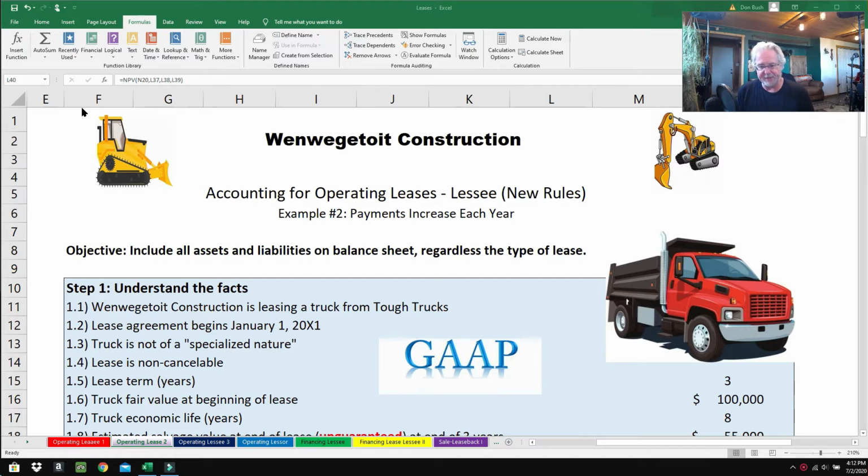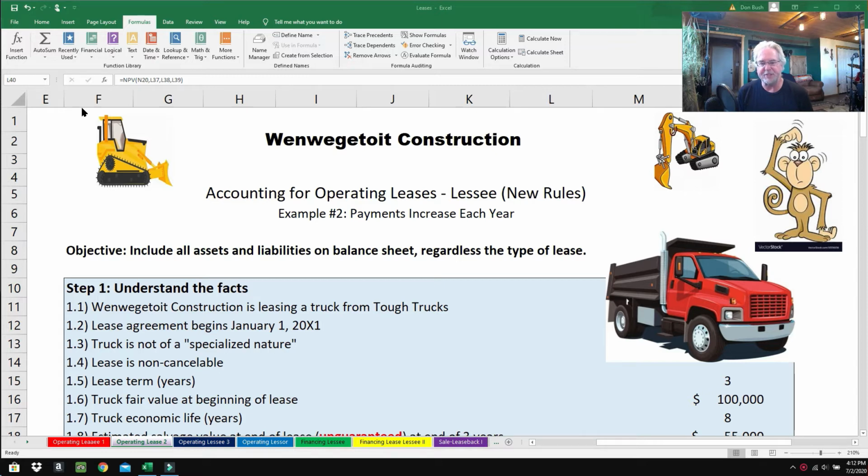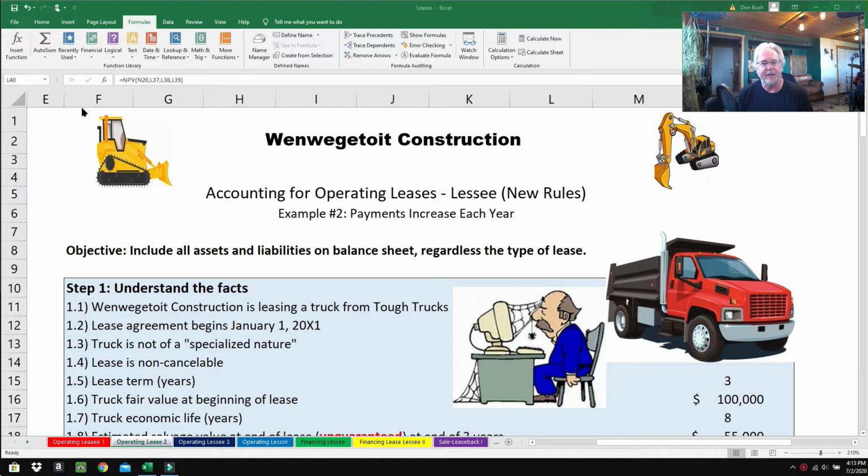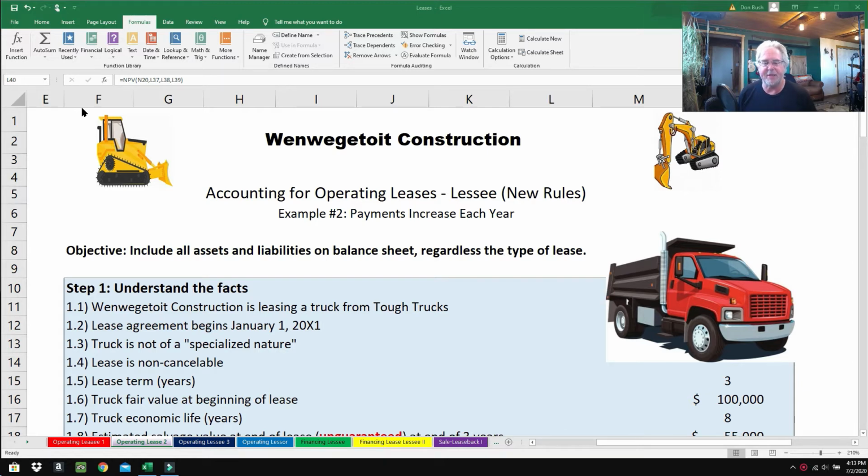What's happening here is in the past, companies could structure leases in such a way that it appeared that they were just renting assets. And as a result, they could keep the assets and related liabilities off the balance sheet. If you can keep assets and liabilities off your balance sheet, it can make your asset turnover and return on assets ratios look better, and your debt to equity ratio will look better. So companies did everything they could to avoid keeping assets and liabilities on their balance sheets.